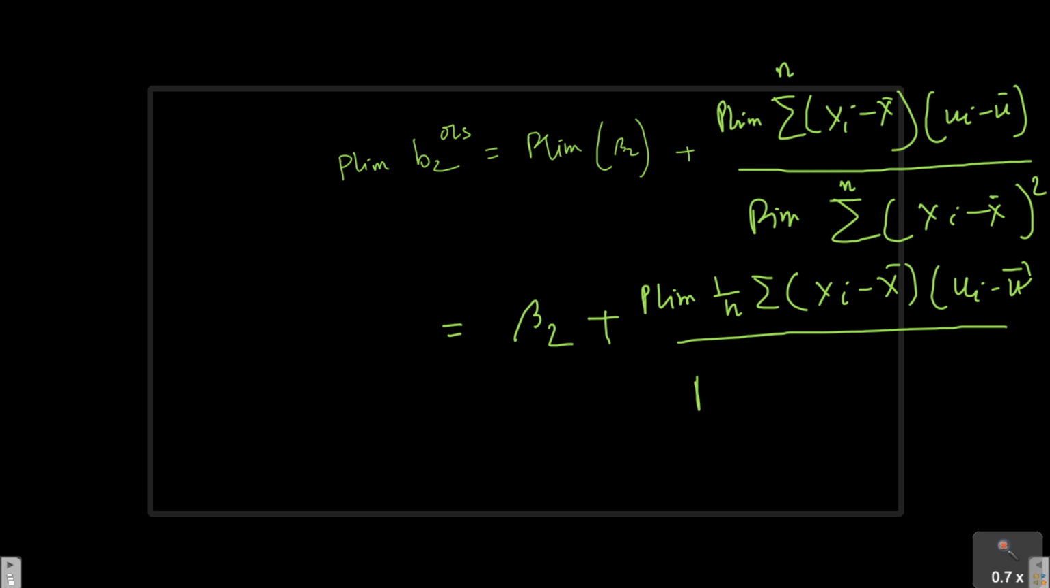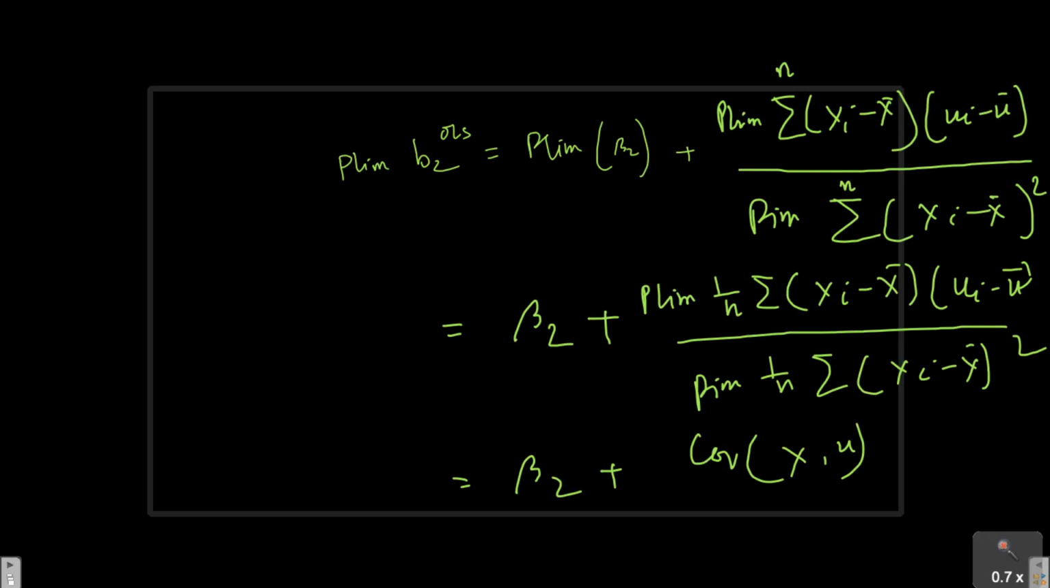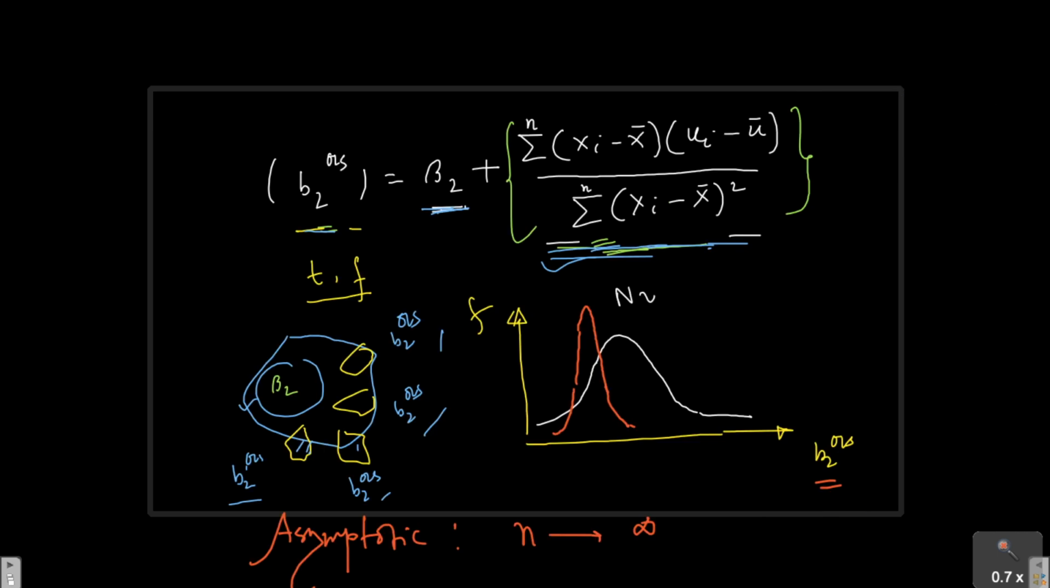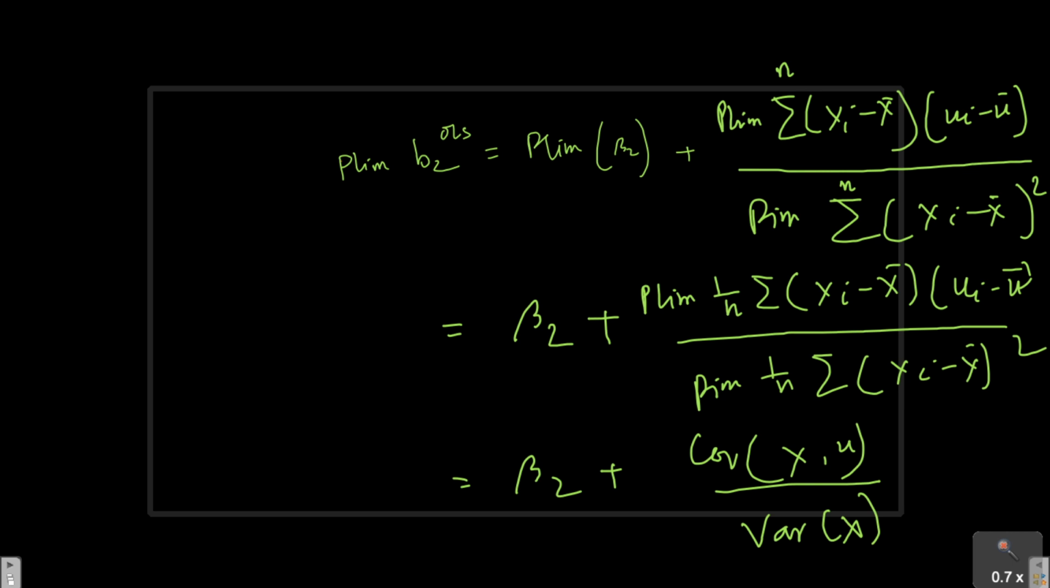So I will write that: 1 by n summation of xi minus x bar. So essentially that is going to be beta 2 plus covariance of x and u over variance of x. Okay, so this is the application of plim, and this is the result. Now you may wonder, previously we used the expectation rule and got the same result as you got using plim, but why exactly do we bother about using plim?